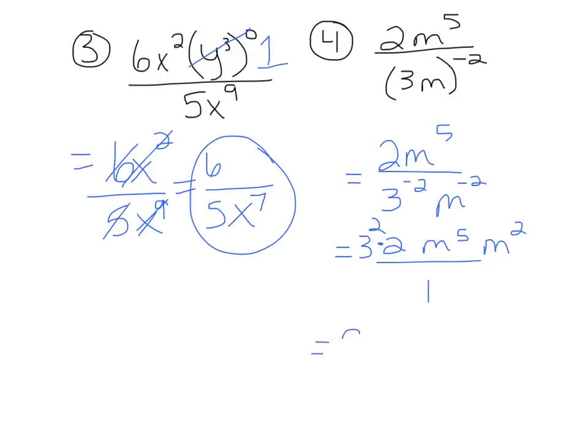All right, 3 squared is 9, so you have 9 times 2. And then m to the 5th times m squared gives you m to the 7th, because you add exponents. And then finally, take 9 times 2 to get 18 m to the 7th.